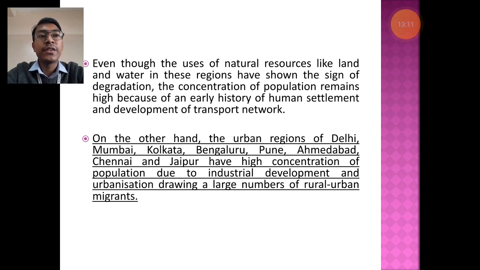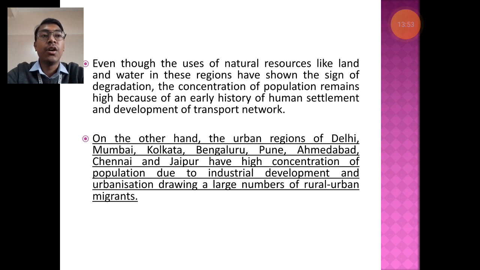Even though the use of natural resources like land and water in these regions has shown signs of degradation, the concentration of population remains high because of an early history of human settlement and development of transport network. So though the fertility of the land and the quality of the water is deteriorating day by day because of increasing population, we can notice that the population in these regions is still higher. Why? Because of historical factors. At some point of time these regions were highly concentrated, and still the people follow that tendency.